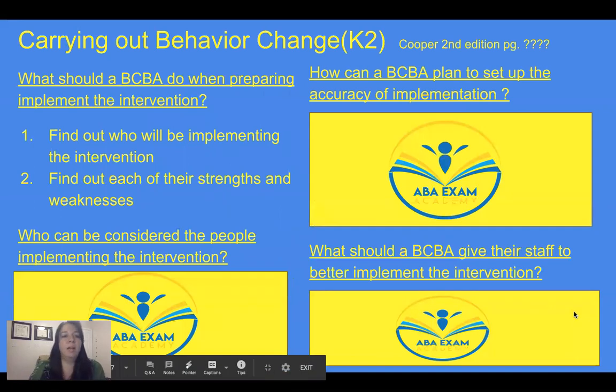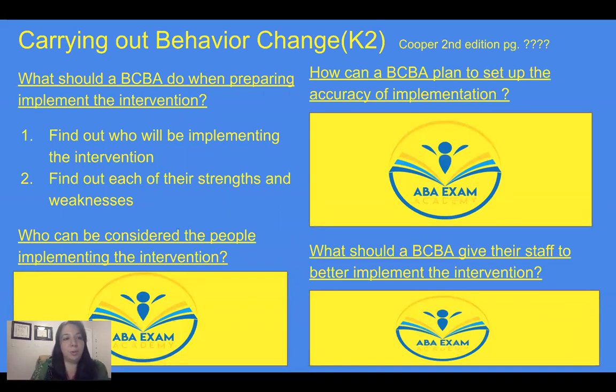All right, so with that, the first section is K2. It is carrying out behavior change. What should a BCBA do when preparing to implement the intervention? For that, number 1, you always want to find out who will be implementing the intervention. For number 2, find out each of their strengths and weaknesses. So that means find out who the team is, and then for each of those individuals, we're going to find out what their strengths and weaknesses are.